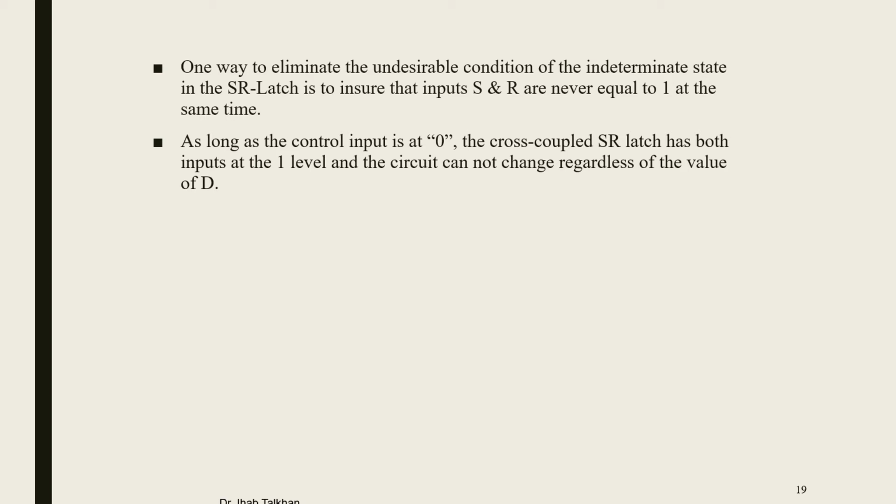As long as the control input is at 0, the cross-coupled SR latch has both inputs at level 1, and the circuit cannot change regardless of the value of D. So as you can see here, we have used the G input in order to remove the indeterminate state, and at the same time we are using the C as a condition for no change, making the circuit work properly.